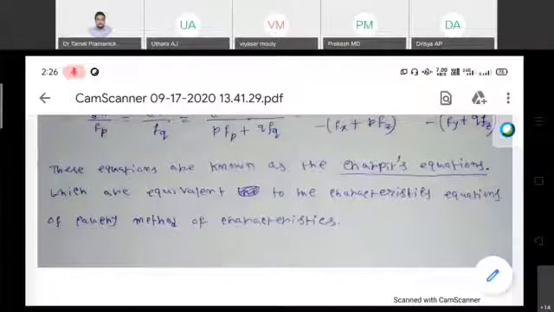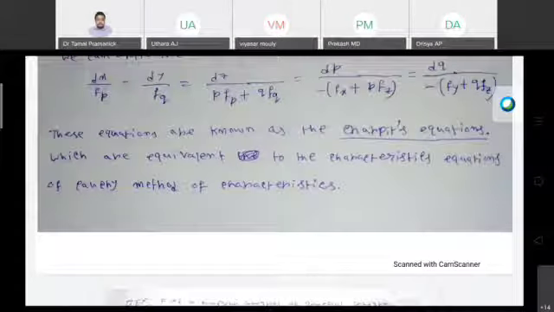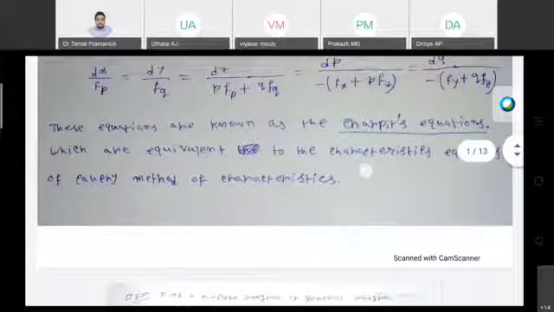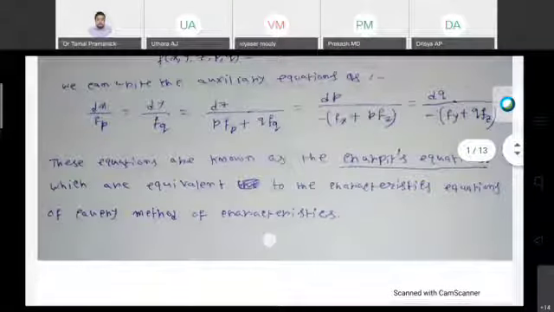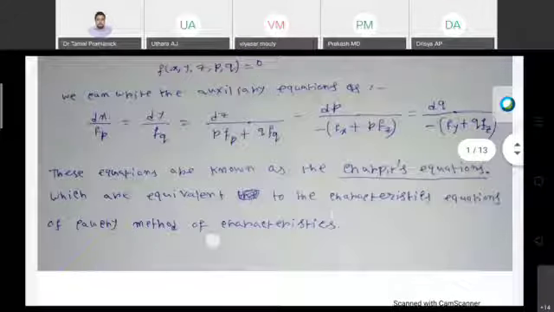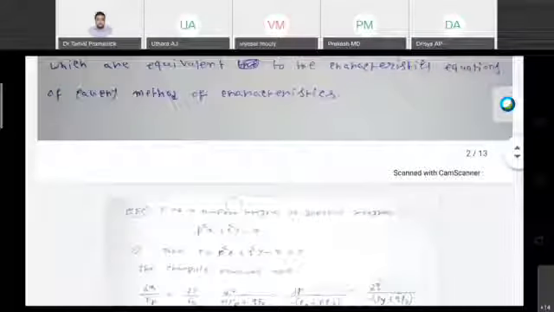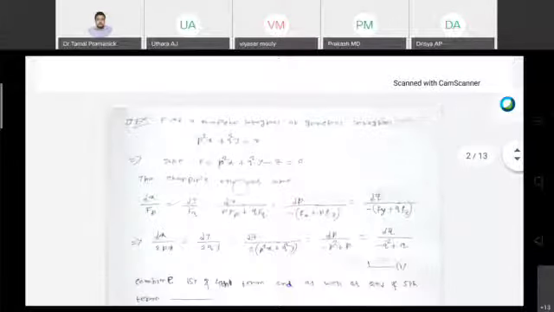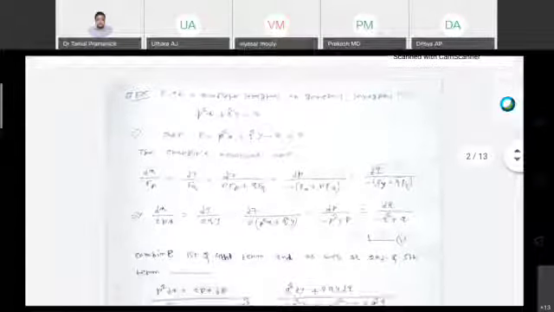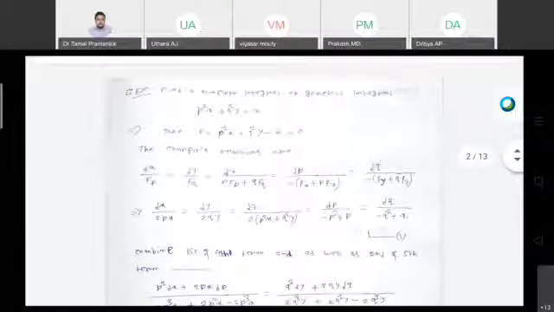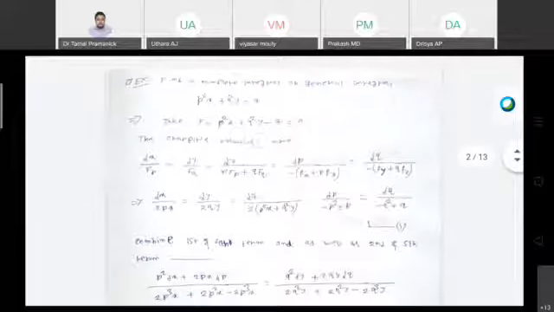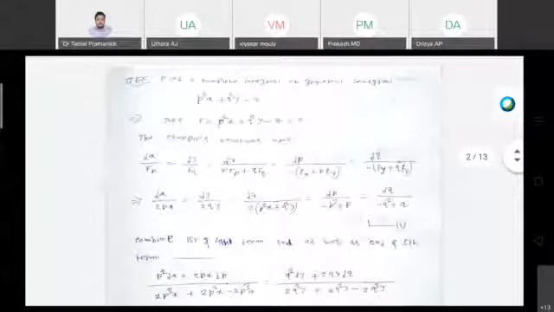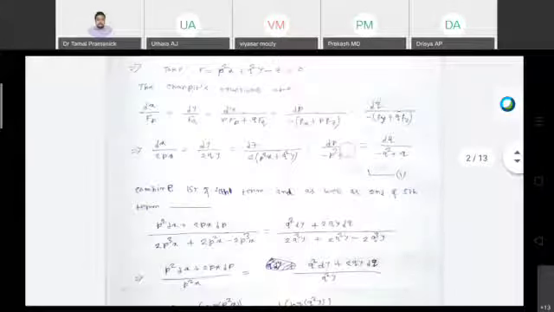So these are the Charpit equations, which are equivalent to your characteristic equations, or the Cauchy method of characteristics. I have separately mentioned it for you. Suppose this is the equation: find the complete integral or general integral for this PDE, p squared x plus q squared y equal to z. So write f equal to p squared x plus q squared y minus z equal to 0. So the Charpit equations are this.